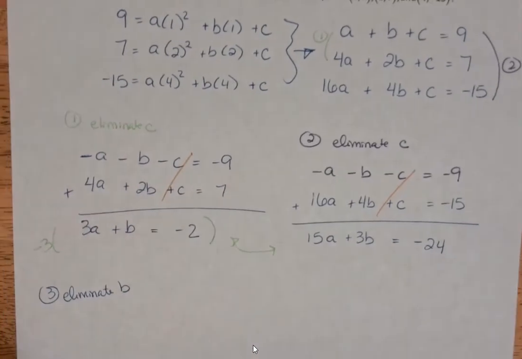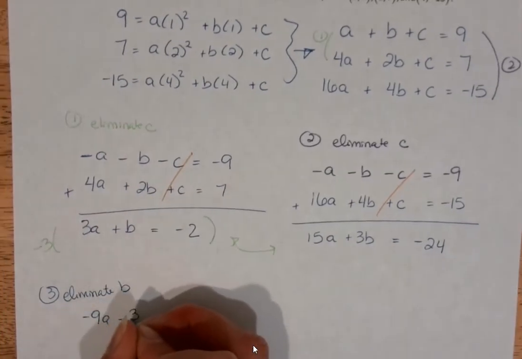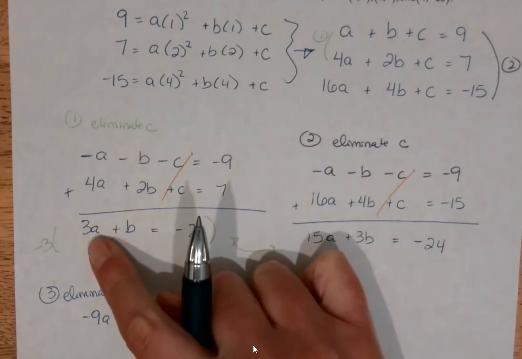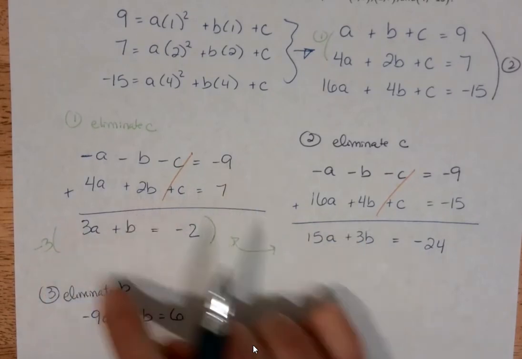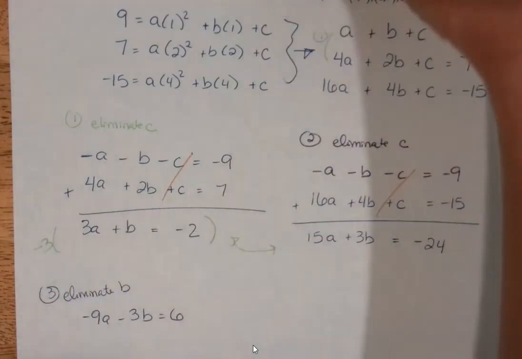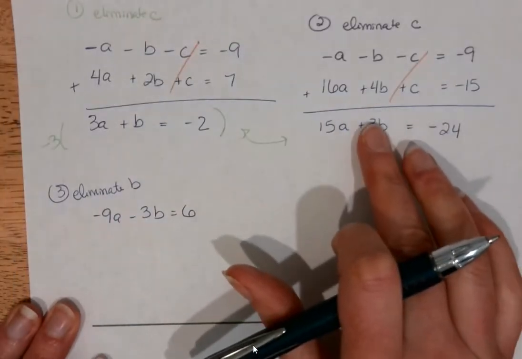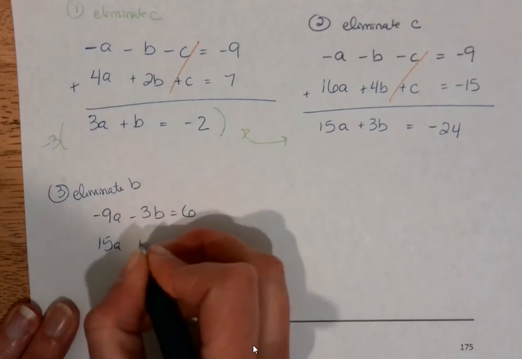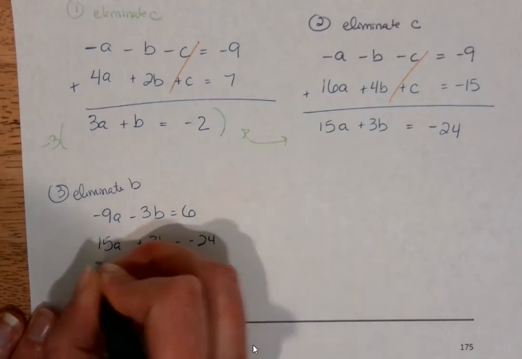All right, with a negative 3, that'll be negative 9a minus 3b equals positive 6, right? Negative 3 times 3 is negative 9. Negative 3 times 1 is negative 3. Two negatives make a positive 6. Okay, we're not going to change this one at all since it already has a positive 3b. Just going to copy it over. So 15a plus 3b equals negative 24.